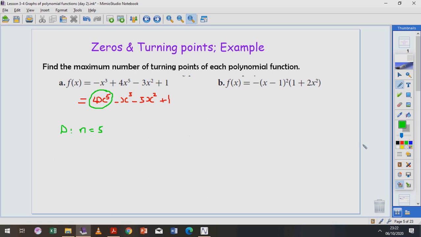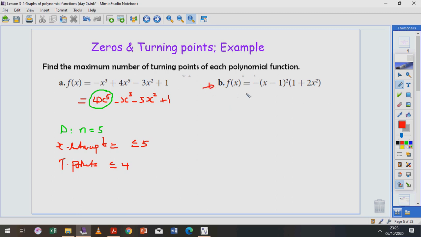So if the degree is n is equal to 5, I know that the x-intercepts or the zeros or the roots are at most 5. So the x-intercepts will be less than or equal to 5, and the turning points will be at most 4, because remember the turning points are n minus 1.